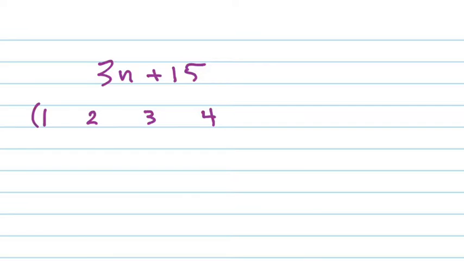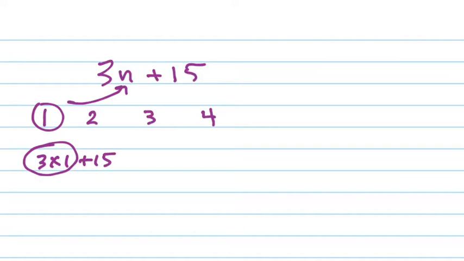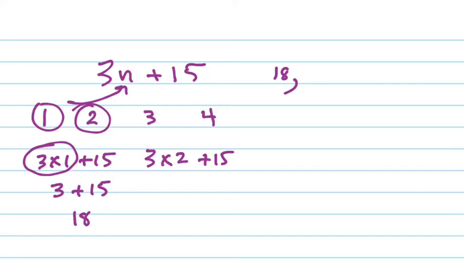So first, we'll just put 1 in place of our n. So 3 times 1 plus 15. We have to do the multiplication first. So that's 3 times 1, which is 3. Plus 15 gives you 18. So 18 is our first number. Then the next number is 2. So 3 times 2 plus 15. You have to do the multiplication first. So 6 plus 15. Add together to give you 21. So that's the next number in the sequence.